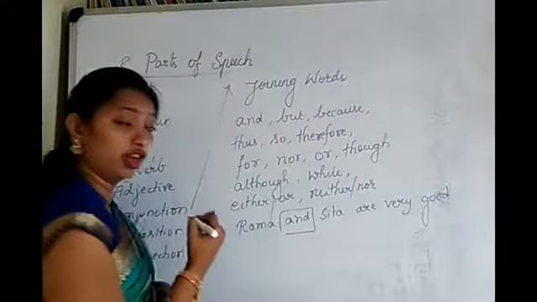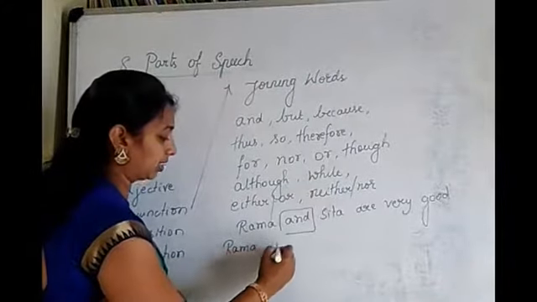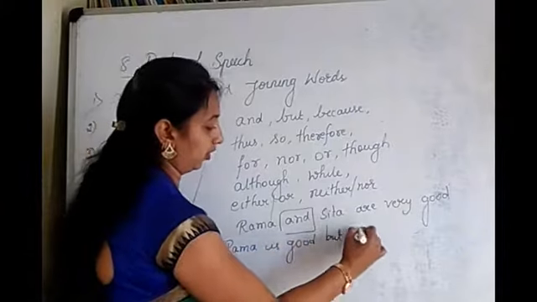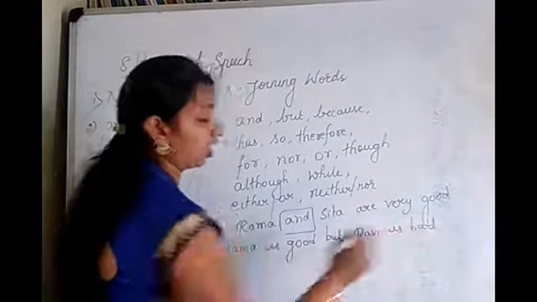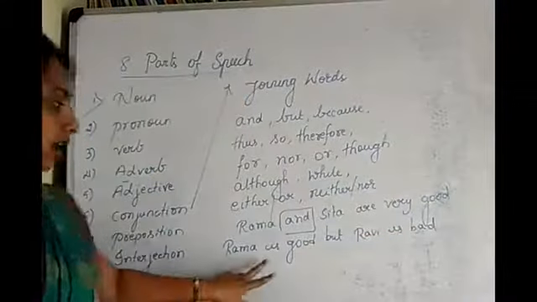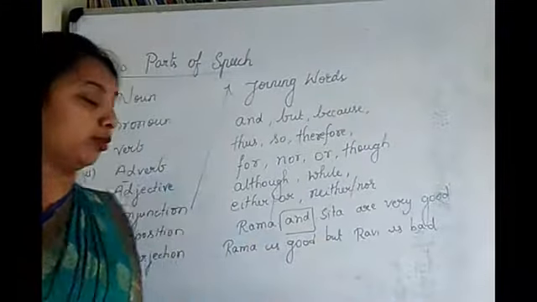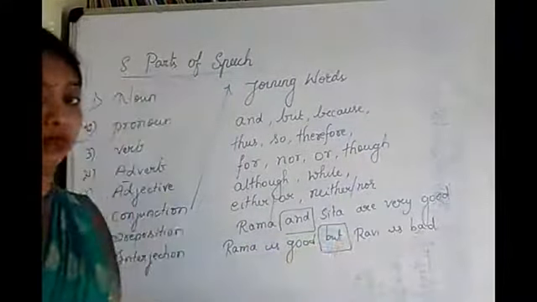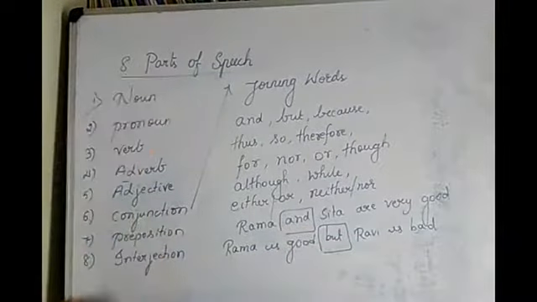I can join two sentences. Rama is good, but Ravi is bad. I am joining two sentences here. Rama is good is one sentence. Ravi is bad is another sentence. So by joining these two sentences, I am making one sentence. So I am using the word but to join two sentences. But is a conjunction.